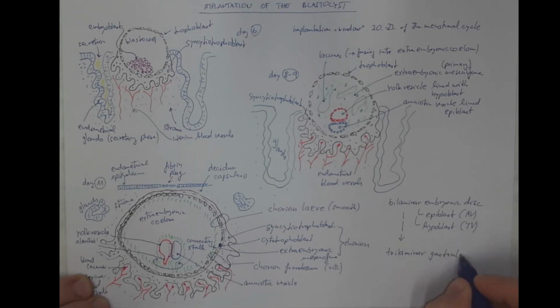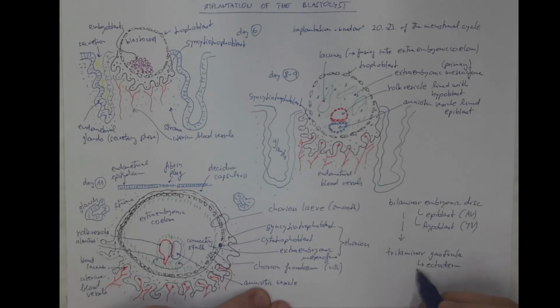which will consist of the following three layers called embryonic germ layers: the outer ectoderm, the middle mesoderm, and the inner endoderm. This process is called gastrulation, and it will be covered on separate schemes.